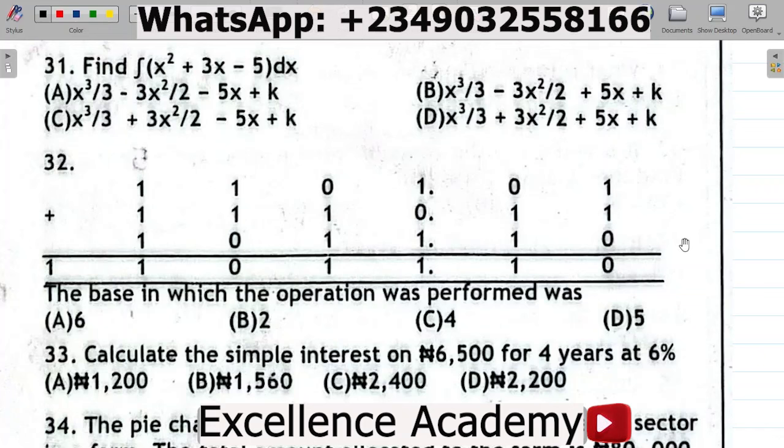Let's look at the 2022 JAMB examination question 31 to 40. Question 31 says, find the integral of x squared plus 3x minus 5 dx. Right? You have your options here. Now, how do you solve this question?